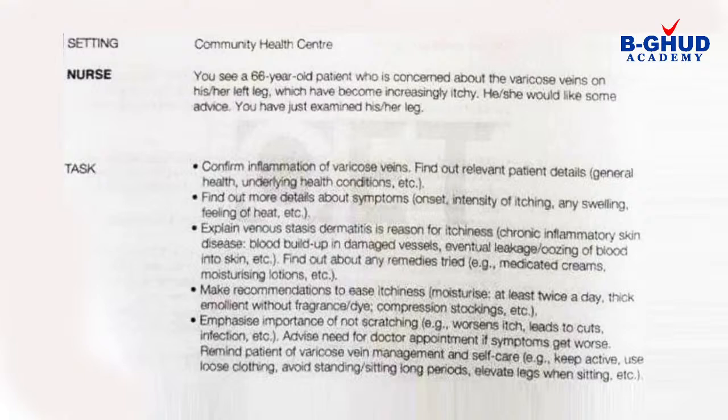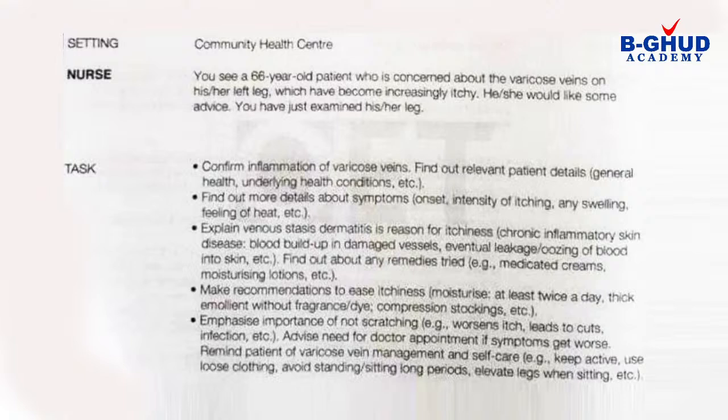Eventually, it can lead to infection, and it may result in some sort of complications. Healing could be very difficult in that case. So make sure that you're not itching the area; instead, try these complementary measures.